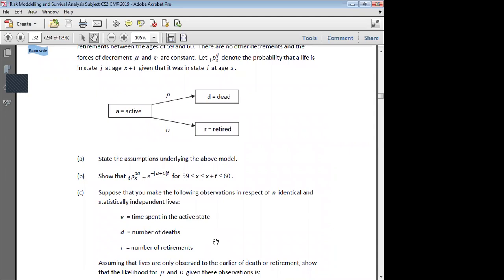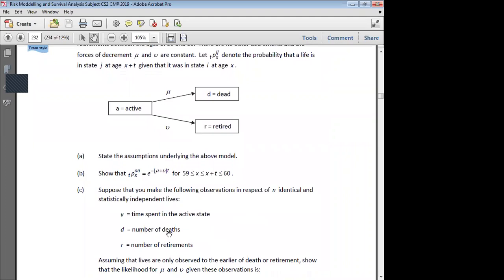Okay, so now what we have to do is write the likelihood. They've said that V is the time spent in the active state, D is the number of deaths, and R is the number of retirements. And now they ask us to show the likelihood for mu and nu given these observations. So what do you guys think the likelihood will be? Go back to what we studied and try to figure out how we can write the likelihood function for this particular model.